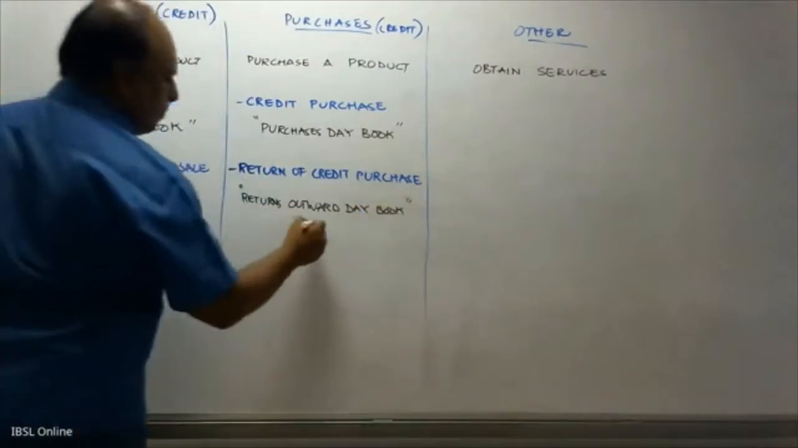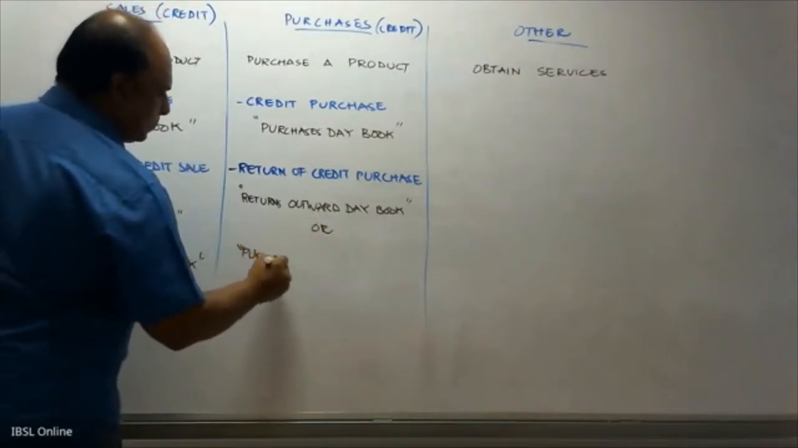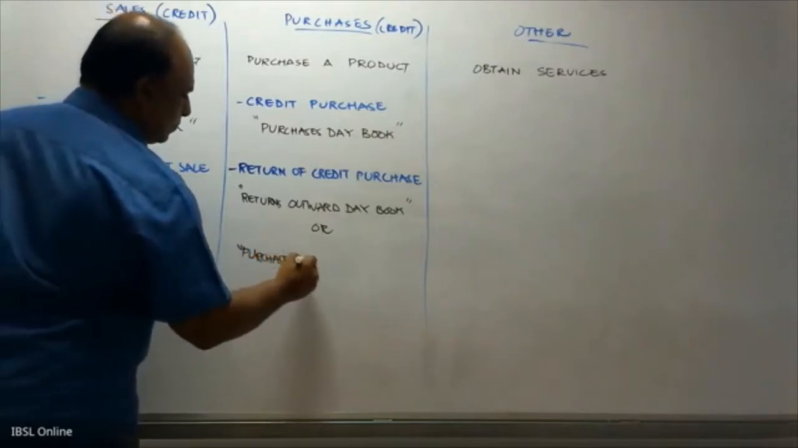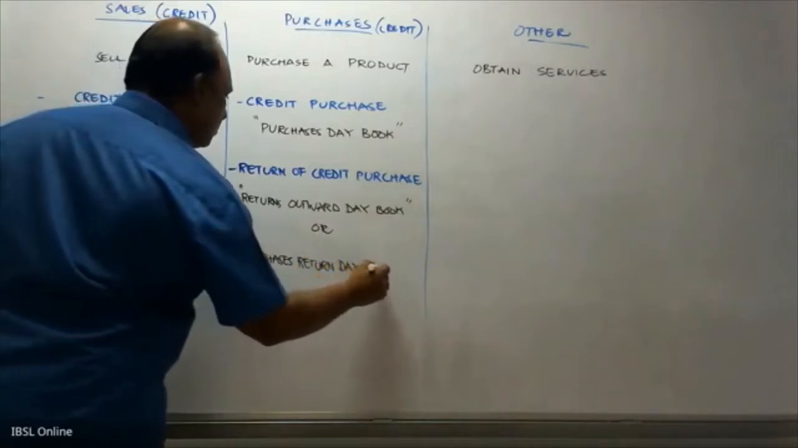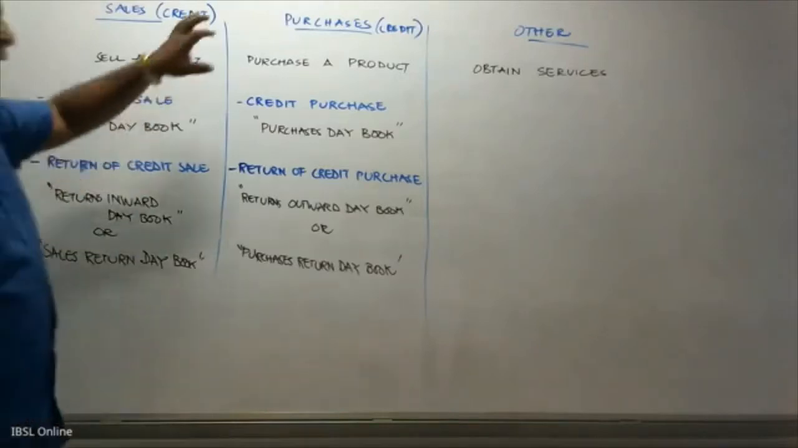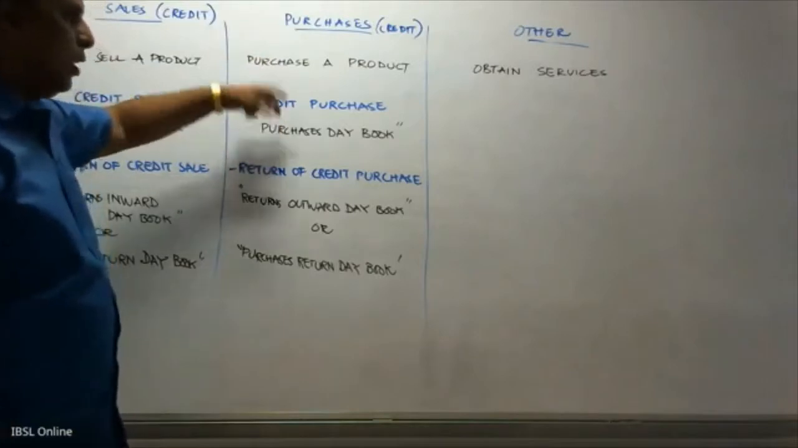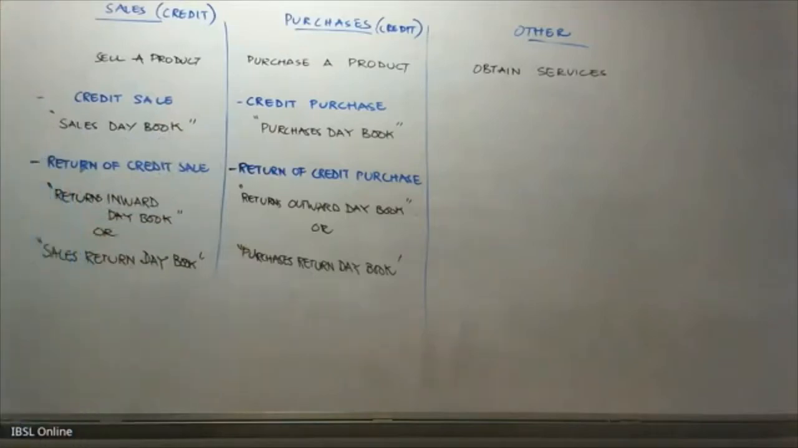Or we can simply call it the purchases return day book. So when you do a credit sale, you enter it in the sales day book. When you have a return of a credit sale, you enter it into the returns inward or sales return. When you do a credit purchase, it is entered in the purchases day book. When a return happens, it is recorded in the returns outward or purchases return day book.